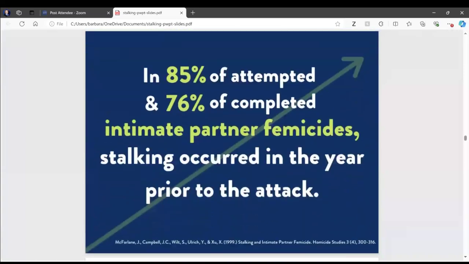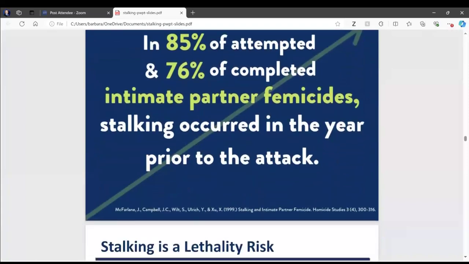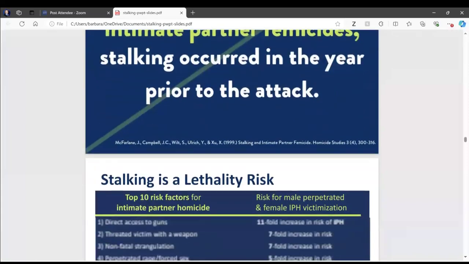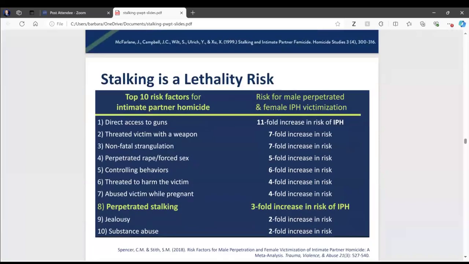In intimate partner femicides, 85% of attempted and 76% of completed femicides, stalking occurred in the year prior to the attack. Stalking is on the chart when you're evaluating the lethality of a particular case.